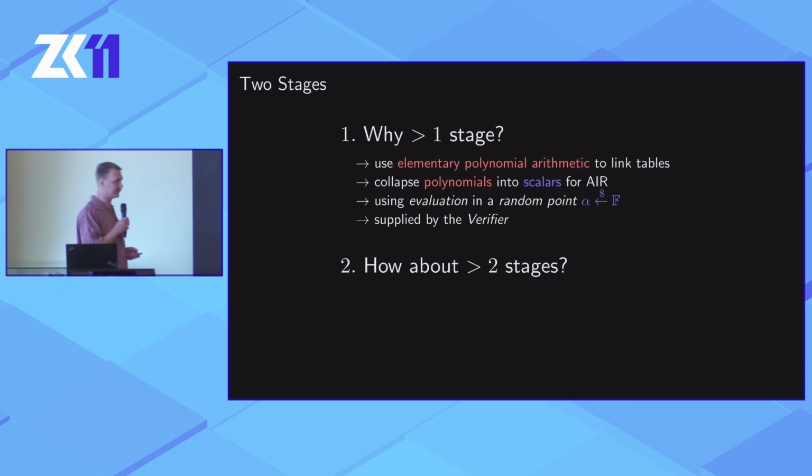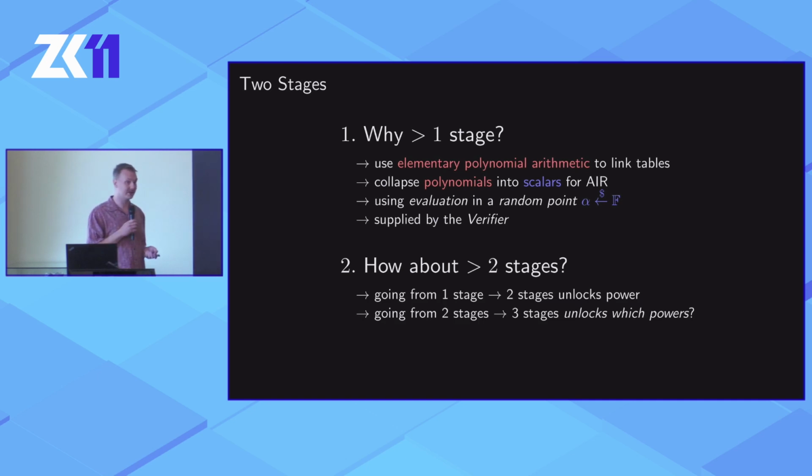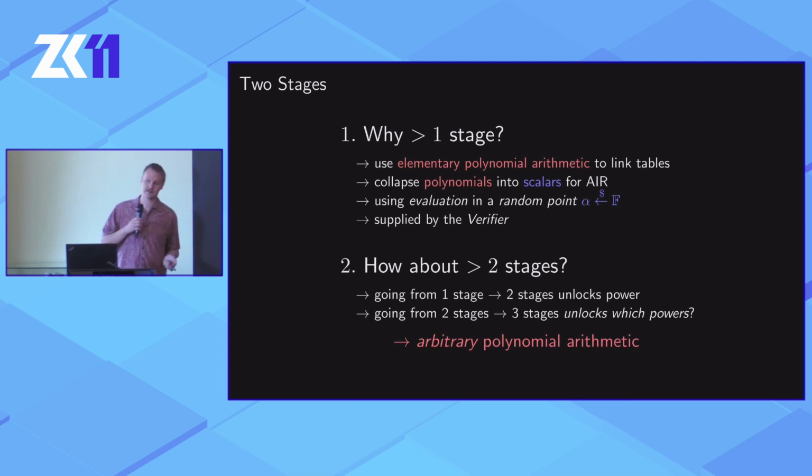All right, with that said, what about more than two stages? It certainly seems that going from one stage to two stages unlocks some power. And so a natural question to ask is, which power is unlocked by going to three stages? And if you take nothing else at all from my talk, take this: the answer is arbitrary polynomial arithmetic, as opposed to scalar arithmetic, which is what the AIR constraints usually authenticate.